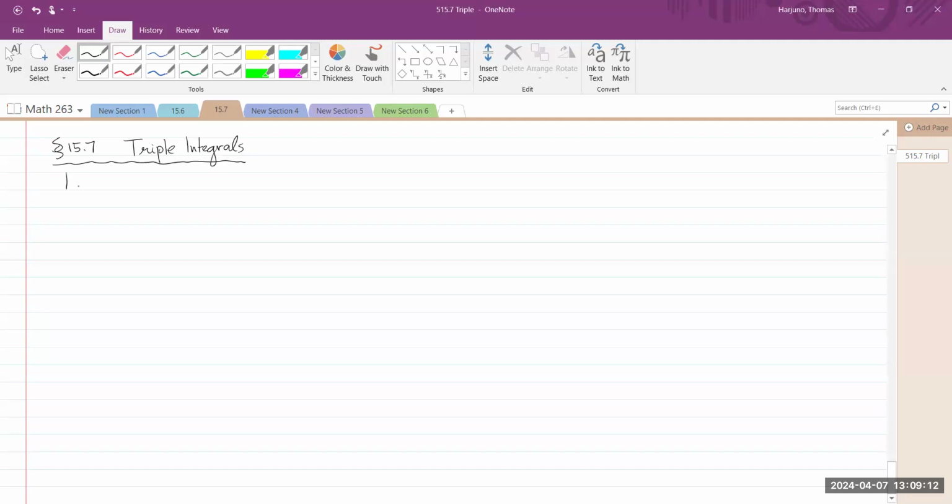I believe I already gave you this little idea earlier. We have seen how we develop the double integral over a general domain.